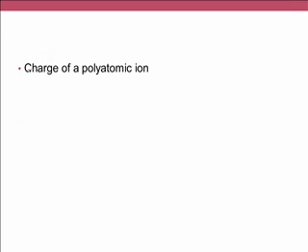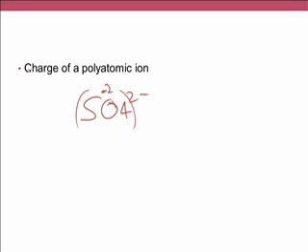Let's look at a charge of a polyatomic ion. So SO4 2-. This has an overall charge of 2-. So all of these are supposed to add up to 2-. Let's look at the oxygen first. Oxygen has a charge from rule 3 of a -2. And we have 4 of those. So the total charge on this is going to be a -8.